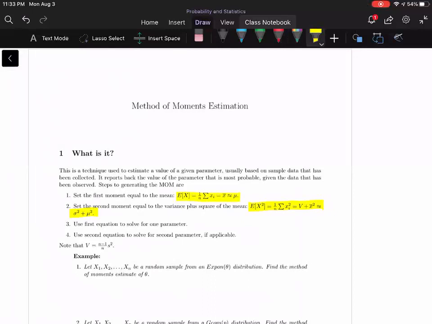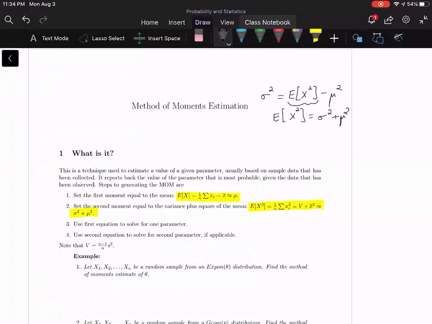And so if you're not sure where that came from, remember that you guys have experience with finding sigma squared as the second moment minus the first moment squared. But if we're solving for the second moment, that is going to be the expected value of x squared is sigma squared plus mu squared. And so that's where that comes from.